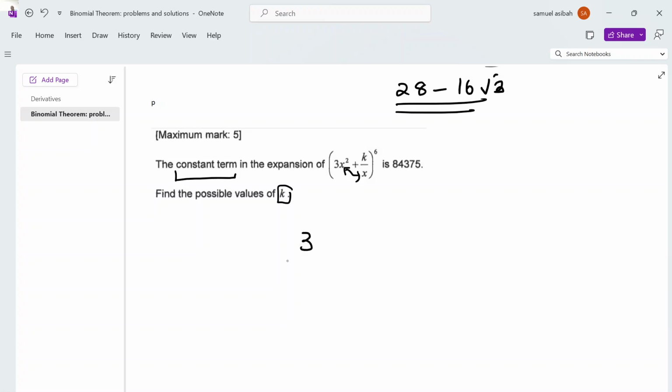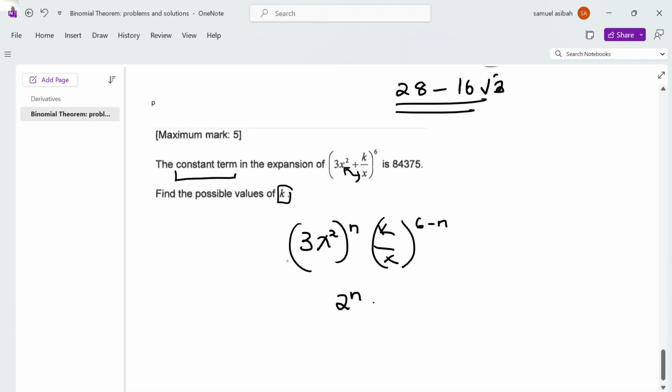We said we have 3x raised to n, which, when you multiply it by k over x raised to 6 minus n, gives you 0. The index gives you 0. So what is the value? Here 2 times n, you get 2n, minus, then here we have only 1, so we shall have 6 minus n equals 0. So what is the value of n that will give you 0?